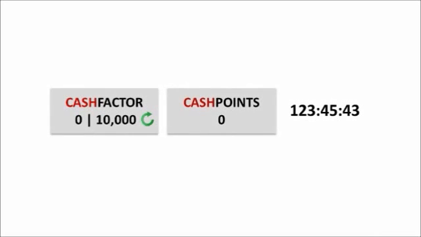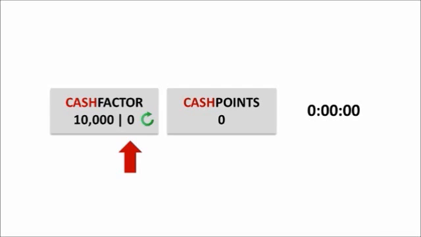Now, let's say it is October 31st and it is midnight. So October is over. And let's assume that you have collected a cash factor of 10,000. This number will now move from the right to the left. And the right number will go back to 0.